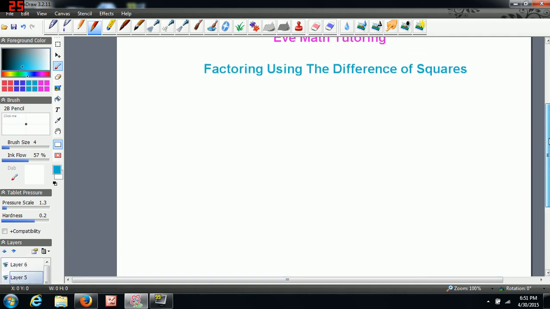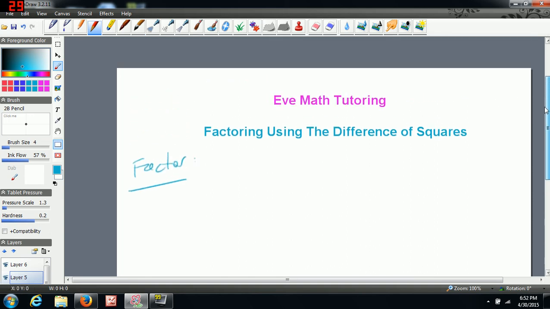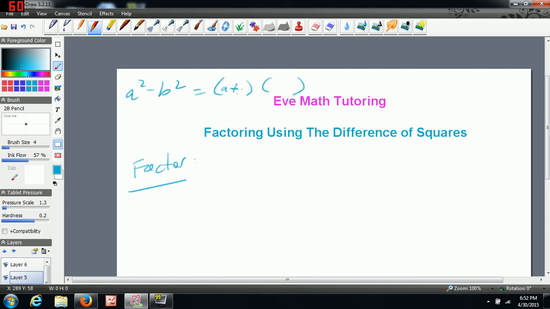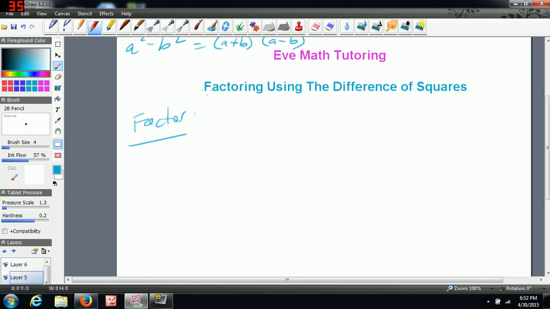Say you're given something like the following. You're asked to factor, and you're keeping in mind the rule for difference of squares. If you have something in the form a squared minus b squared, it can be factored using this, a plus b, a minus b. So say you were asked to factor something like m to the 2n minus n to the 2m.